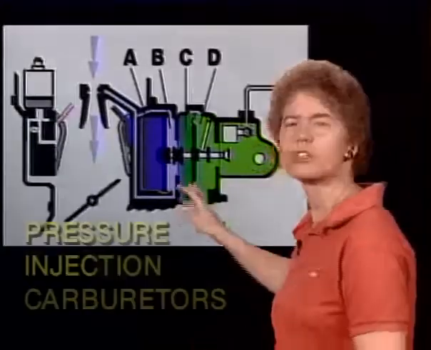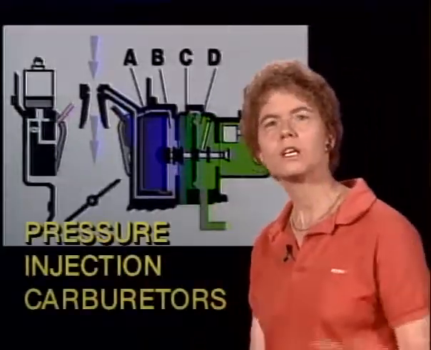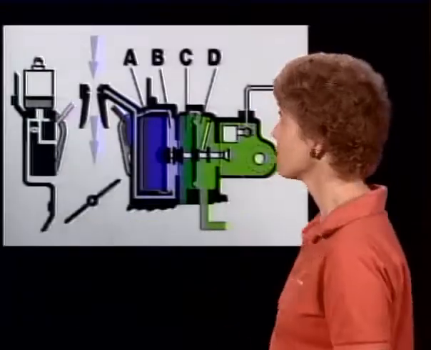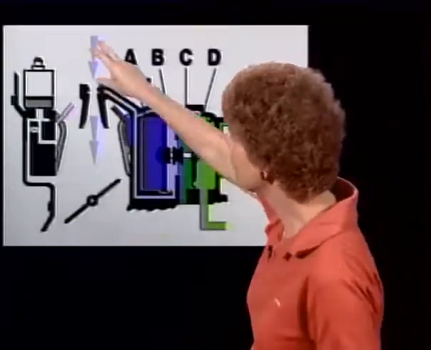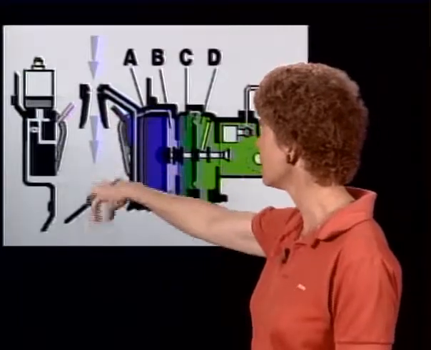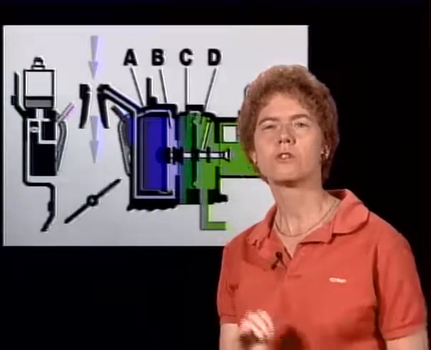Now, let's talk about pressure injection carburetors. Pressure injection carburetors are completely different from float-type carburetors. In this case, with a pressure injection carburetor, the Venturi is not pulling fuel out into the throttle body. What the Venturi is doing is creating pressure differentials which control fuel to the metering jet in proportion to the airflow to the engine.